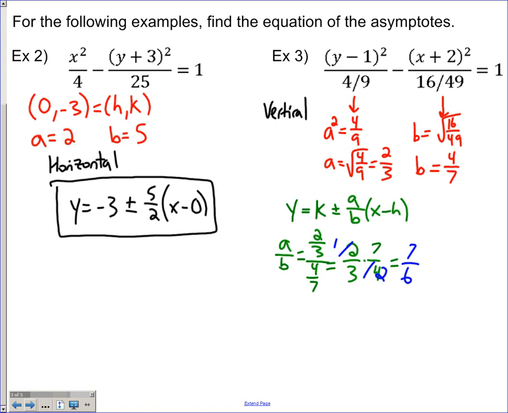Okay, so now we can fill in what we know. Our center, h, k. H goes with x, k goes with y. So h is -2, and k is 1. So we've got y equals k, so 1, plus or minus 7/6 times the quantity x plus 2. It's a little bit hard to read. Well, you guys get it, x plus 2. Here, I'll write it over on the left here. Y equals 1 plus or minus 7/6 times x plus 2.